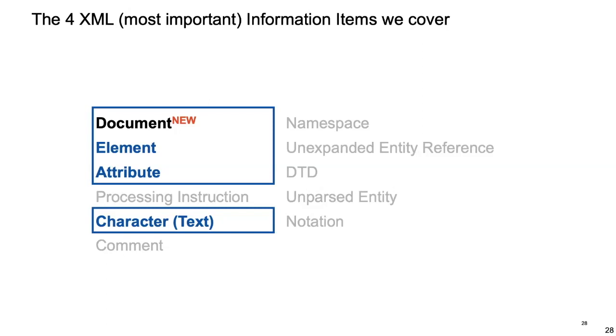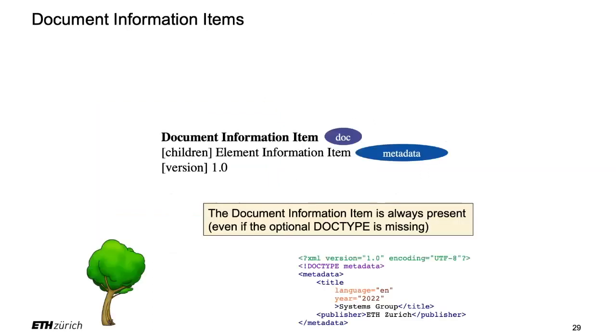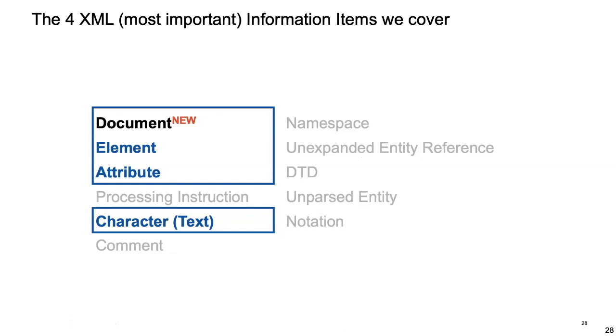So if we just focus on documents, elements, attributes, and characters, so text, that's more than enough for the purpose of querying. A lot of the things that you see over there, an expanded entity reference, DTD, unparsed entity, notation, they are almost legacy. It's really some things people were using back then, maybe 10, 15 years ago. But now we have more modern ways of dealing with these things. So this is why I really will not spend time on them. Okay, so let's just focus on document, element, attribute, and character.